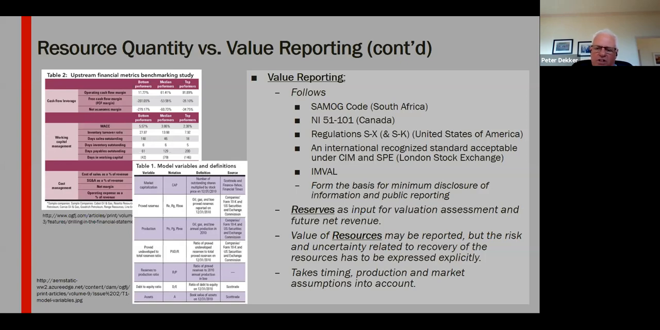And that's what my question was earlier. The market assumptions, we have to very clearly state there. What is your oil price forecast? What's your gas price forecast? What is your CPI forecast? And what is your exchange rate forecast?